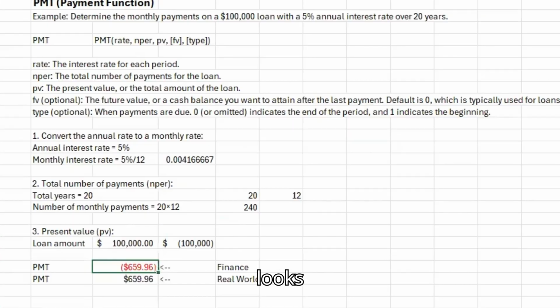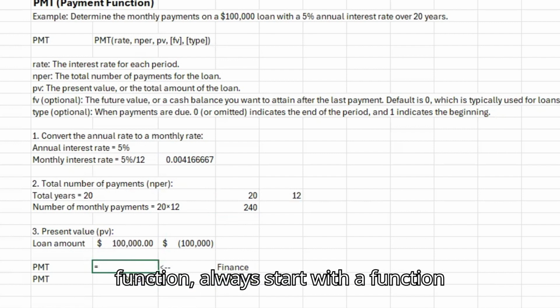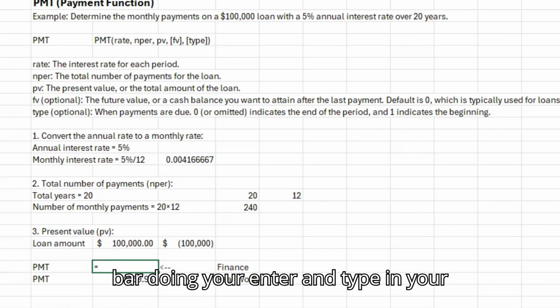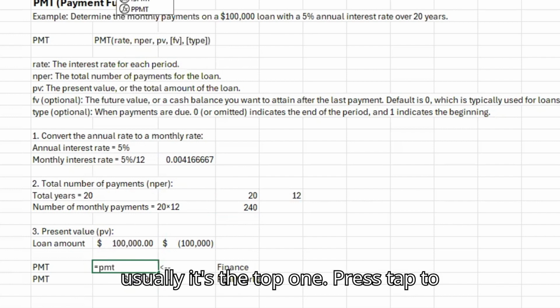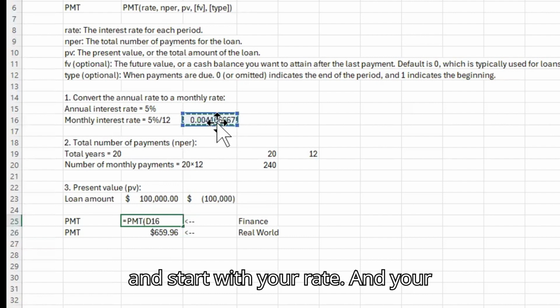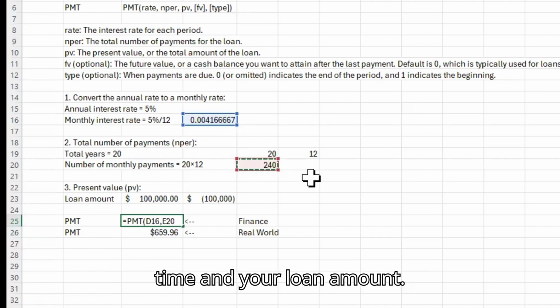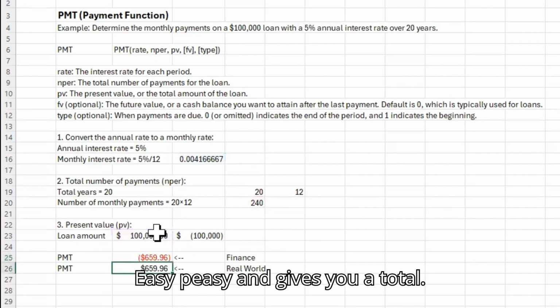So let me show you what it looks like when you enter it into a function. Anytime you want to search for a function, always start with your function bar, press enter, and type in the first 3 letters of your function, and usually it's the top one. Press tab to open it and start with your rate, your time, and your loan amount. Easy peasy, and it gives you a total.